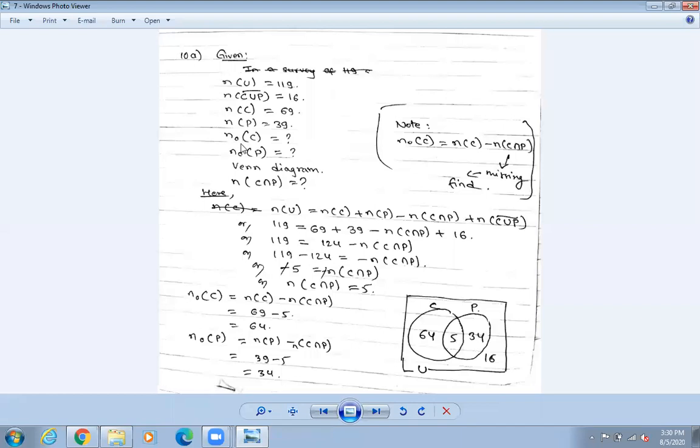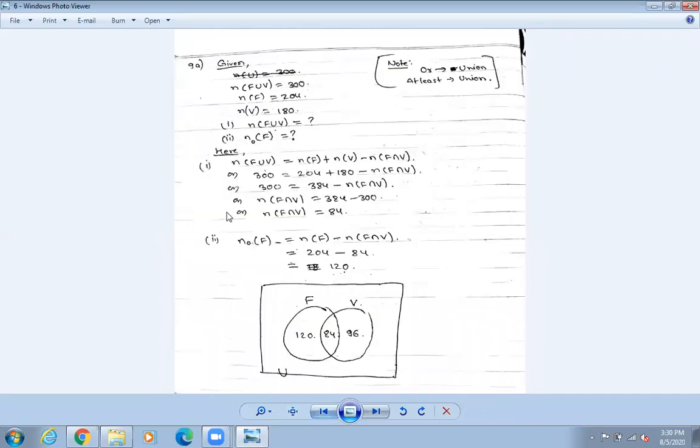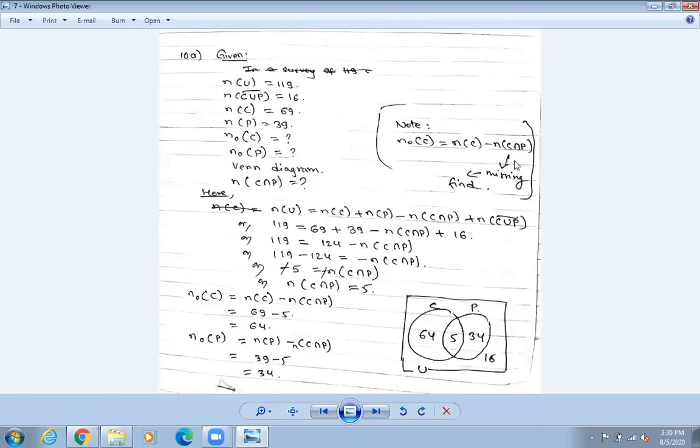First of all, let us see what the formula of only C is. What was the formula for only? n(C) minus n(C intersection P). We needed to subtract the intersection. Do you remember or not? Only F, what is the formula? n(F) minus n(F intersection B). We need to subtract the intersection. Which two words are there? F and V, so we subtract the intersection of F and V. In a similar way, for only, we need to subtract the intersection.